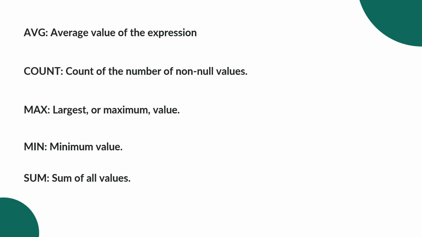These are some of the functions. We use average to get the average of any numeric field, count for getting the count, max for getting the maximum value of any column, similarly min for the minimum, and sum to get the sum of all the values in one column.